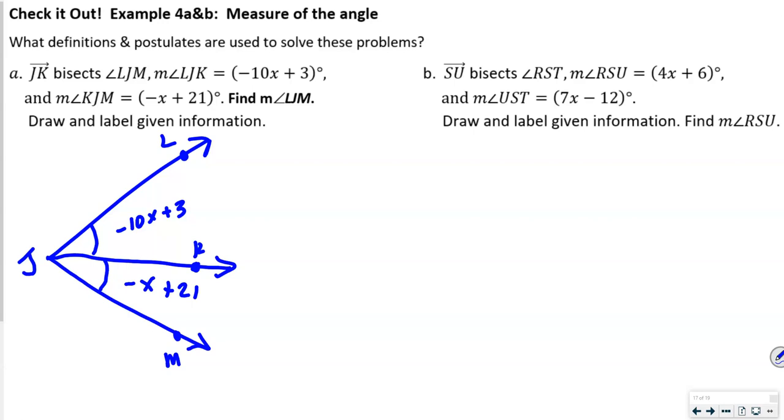So yes, I know they don't look like they're congruent, but it doesn't matter because we've got those arcs on there, so that's what tells us. So what do we know about those two? They're equal, right? So if they're equal, then can't we set them equal to each other? Yes.